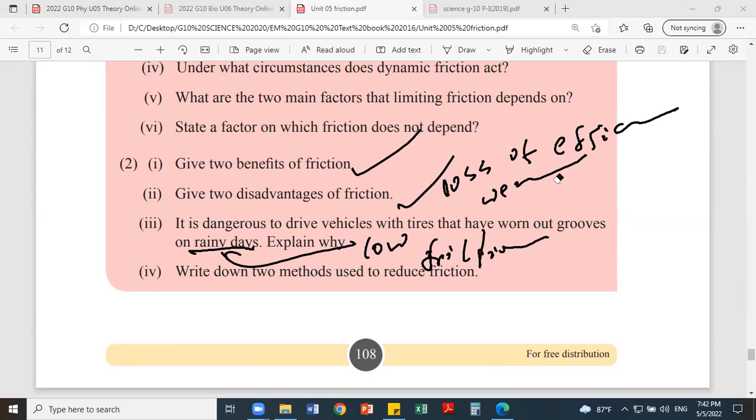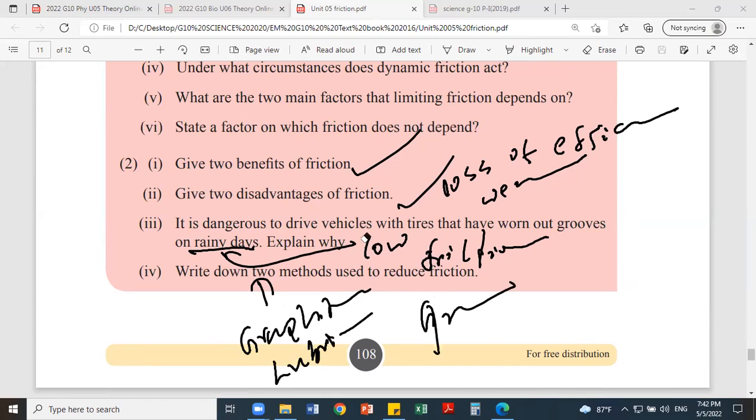Write down 2 methods used to reduce friction. I told you: apply lubricants, such as grease, oil, graphite. Only 2 methods are needed. Using graphite, using lubricants, solid lubricant or liquid lubricant or grease, or making the surface smooth, or applying talc, like when playing carom. You can write any method by applying lubricant. So by making the surface smooth like a carom board, you can reduce the friction.